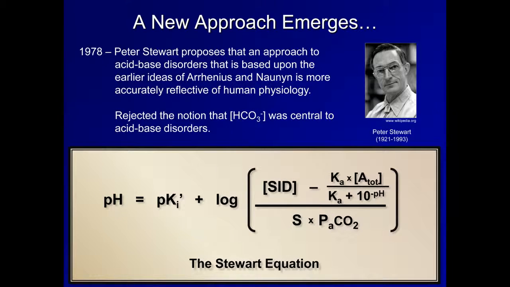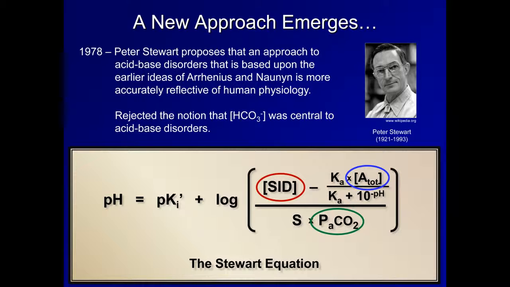You will note that the Stewart equation shares a similar form as the Henderson-Hasselbalch equation as adapted for acid-base balance. However, instead of including 2 independent variables, bicarbonate concentration and PCO2, there are now 3: SID, A total, and the familiar PCO2. K sub A is an equilibrium constant, and the S is the solubility constant for carbon dioxide in water.